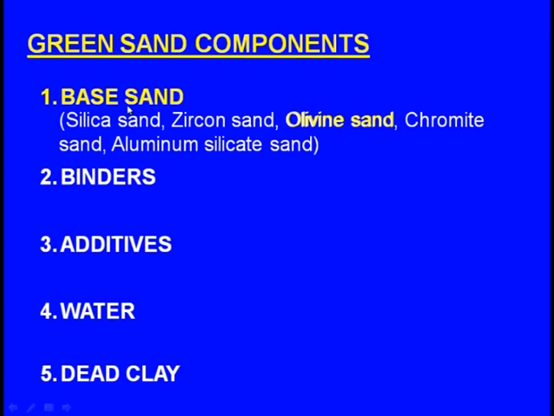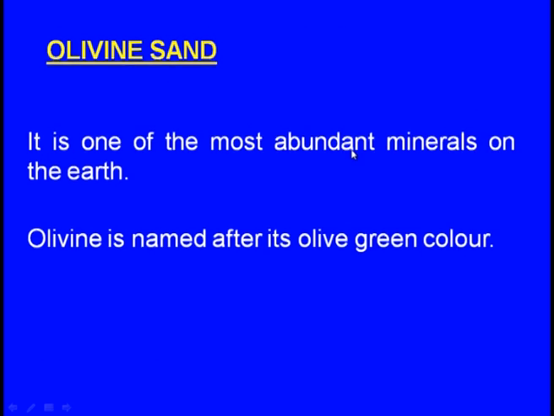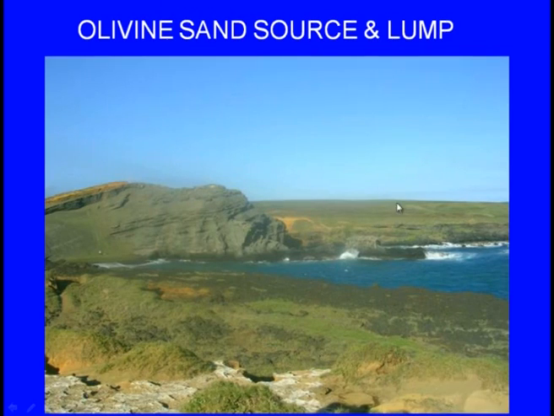Next, we are learning about the base sands. We have already seen the silica sand and the zircon sand. Now let us see the olivine sand. Olivine sand is one of the most abundant minerals on the earth. Olivine is named after its olive green color. This sand looks green in color. Here we can see the sources and lumps of the olivine sand, and they look green in color. That is why it is known as the olivine sand.